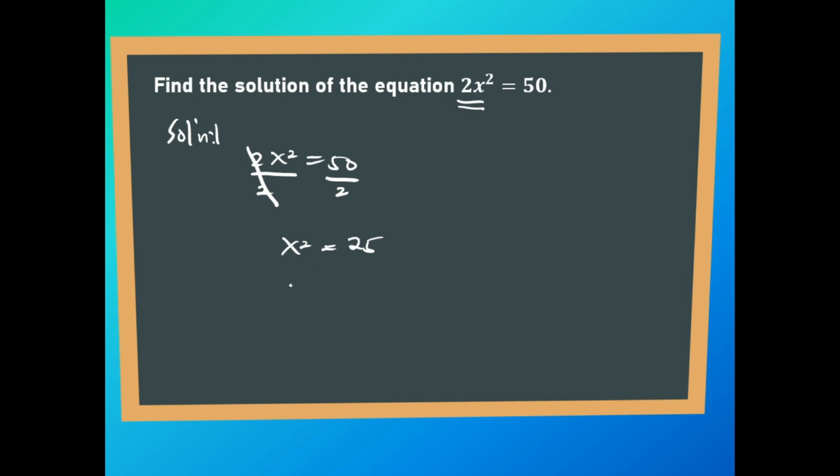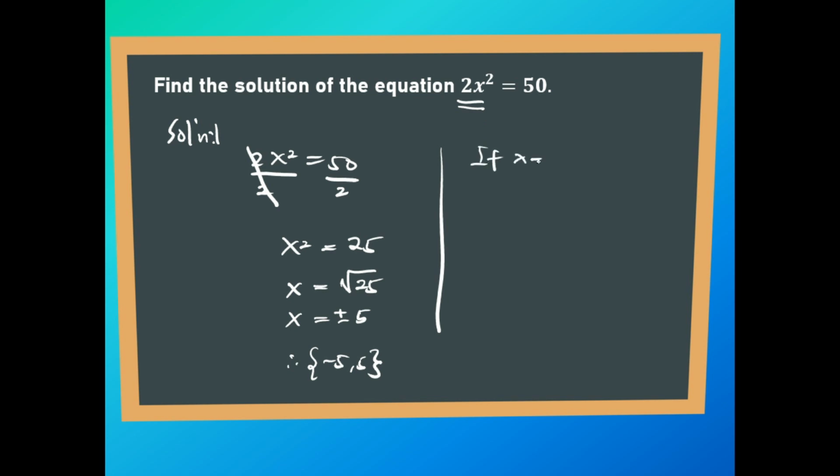Now, we can then take the value of 25, square root of 25. So x is equal to positive or negative 5. So therefore, our solution set is negative 5 and positive 5. And you can do the checking. So if x is negative 5, substitute mo lang dito. So 2 times negative 5 squared is it equal to 50.